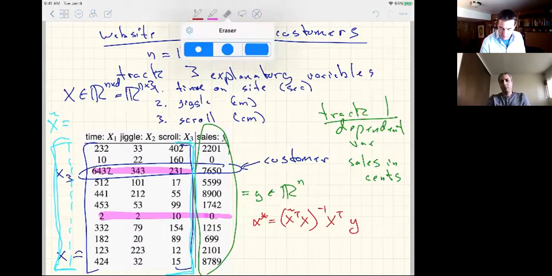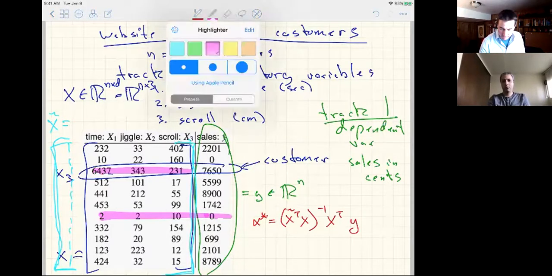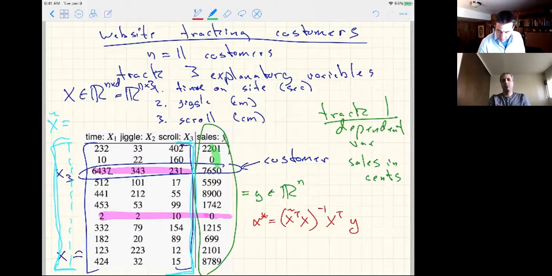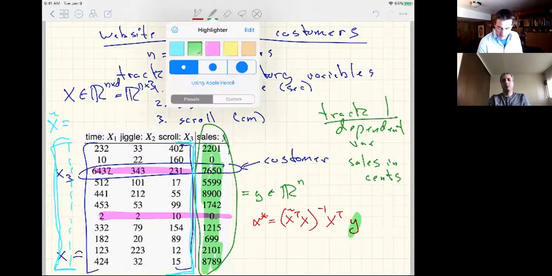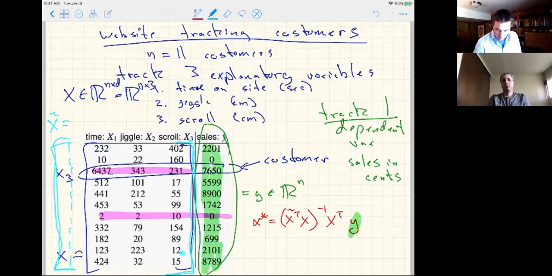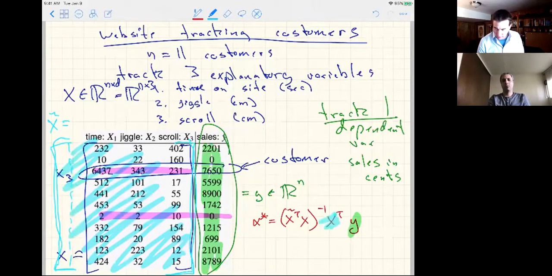Where, remember, Y is this guy, and that's right here. And each of these X tildes, yeah, these should have tildes. Each of the X tildes is this light blue guy, which includes this all ones column. Okay, and I solve for that.